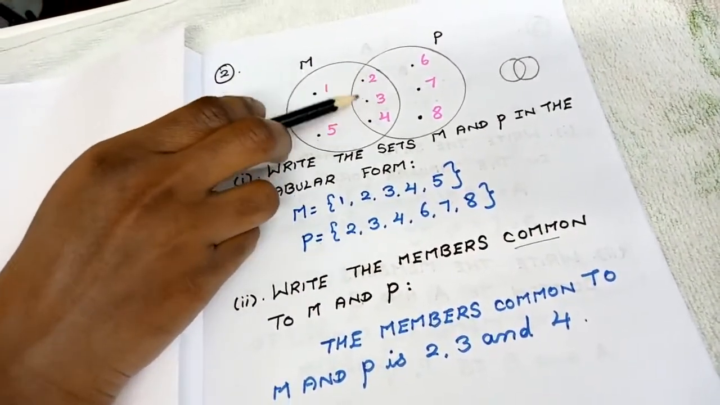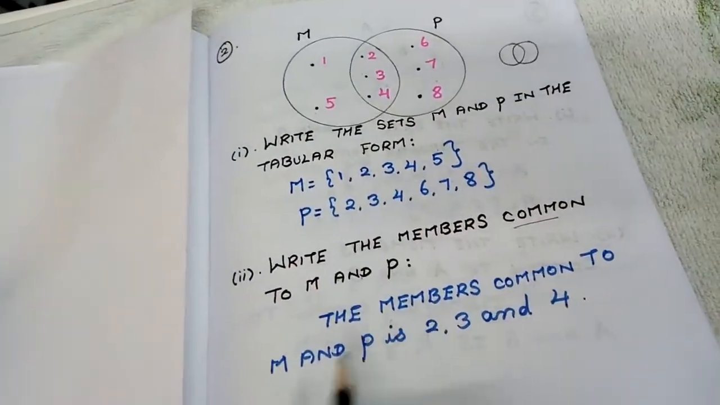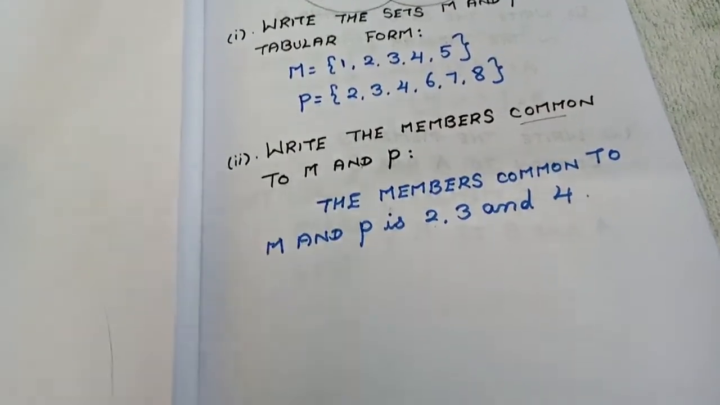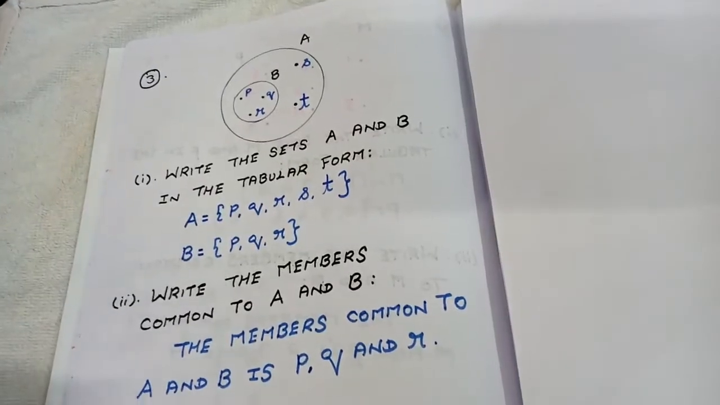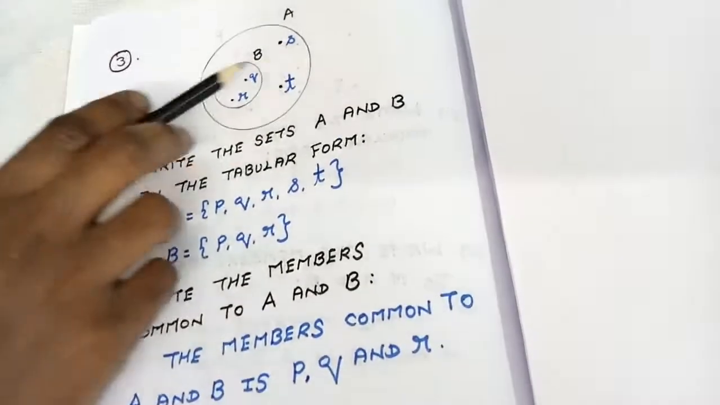Center you are going to see the values, that is 2, 3 and 4. The members common to M and P are 2, 3 and 4. Third question, students, and the third question here will be different, but it's going to be very easy for you.